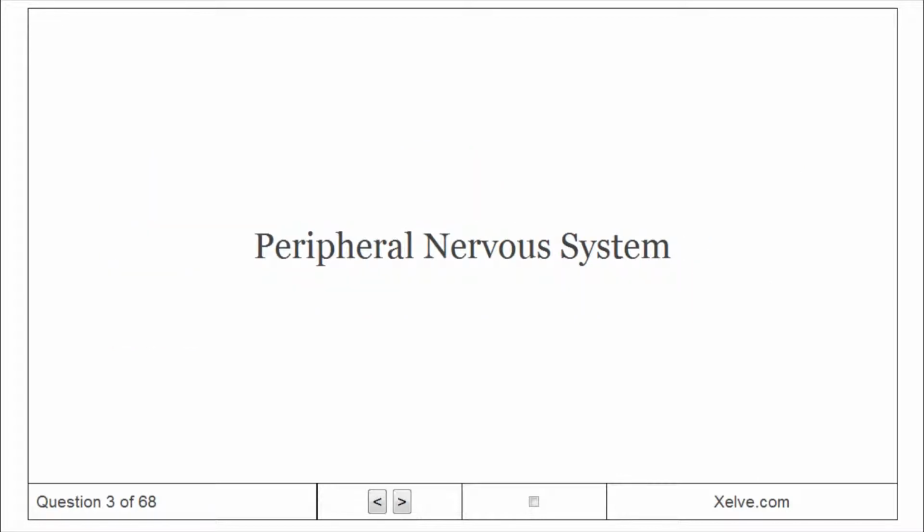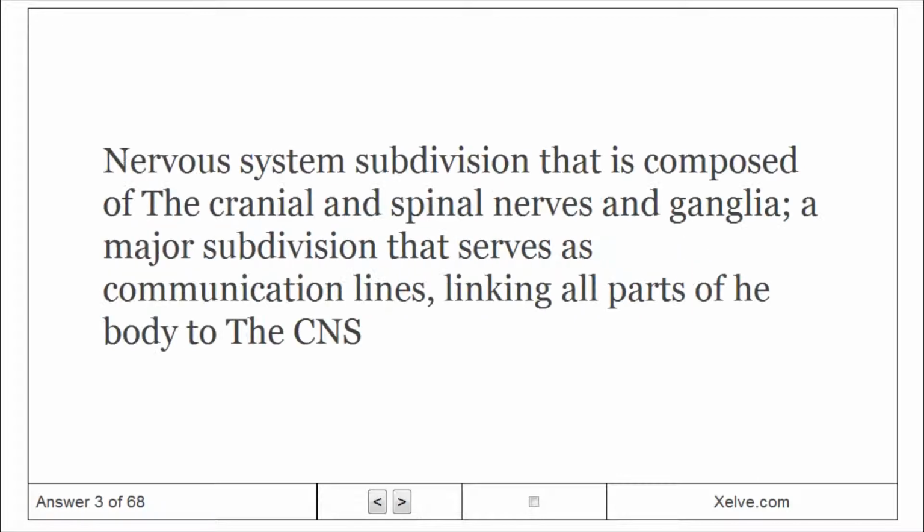Peripheral nervous system. Nervous system subdivision that is composed of the cranial and spinal nerves and ganglia, a major subdivision that serves as communication lines, linking all parts of the body to the CNS.